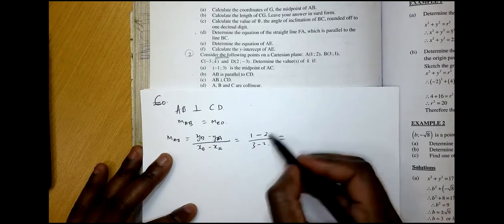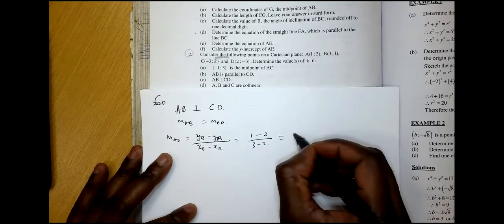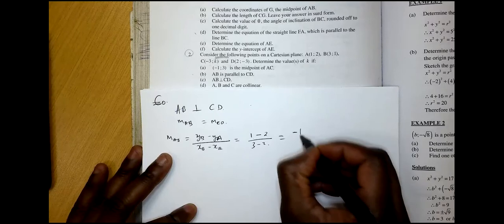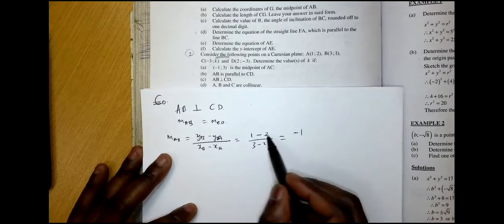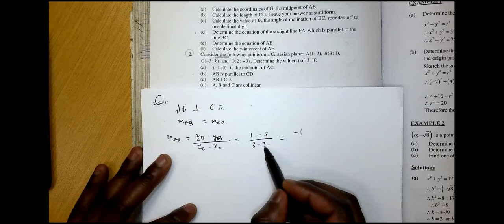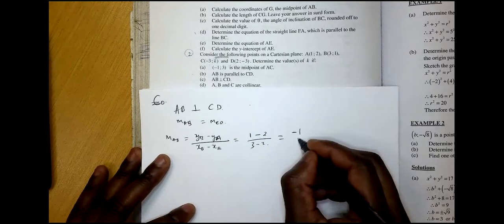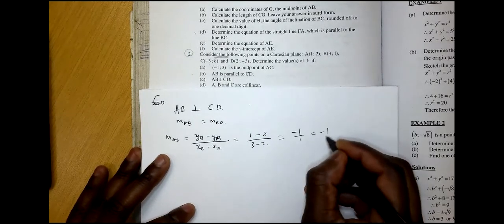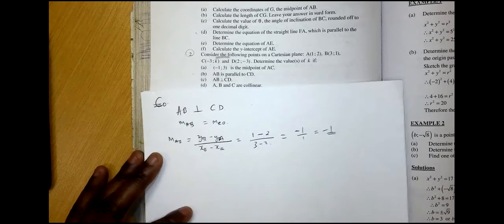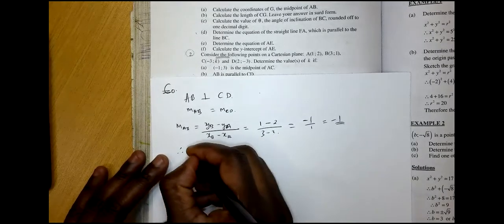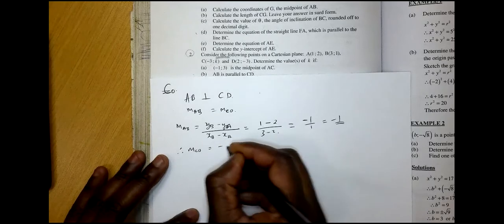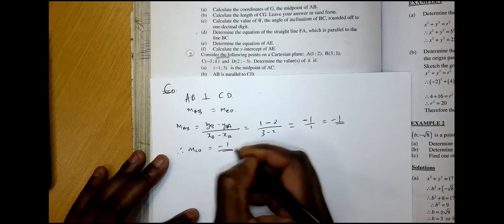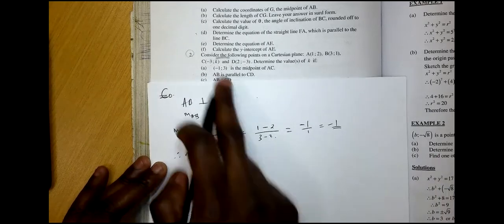What do we get? 1 minus 2 is negative 1. And 3 minus 2 is 1. So 1 minus 2 is negative 1 over 1, which equals negative 1. So the gradient there is negative 1. Therefore, m_CD is also equal to negative 1. But how would we calculate the gradient of CD?